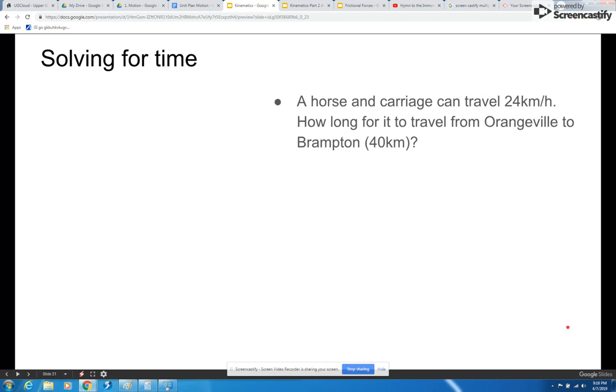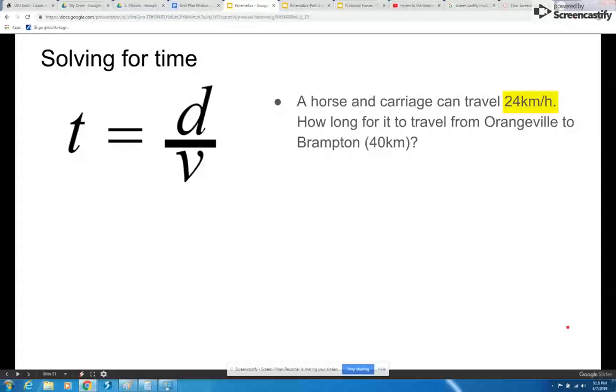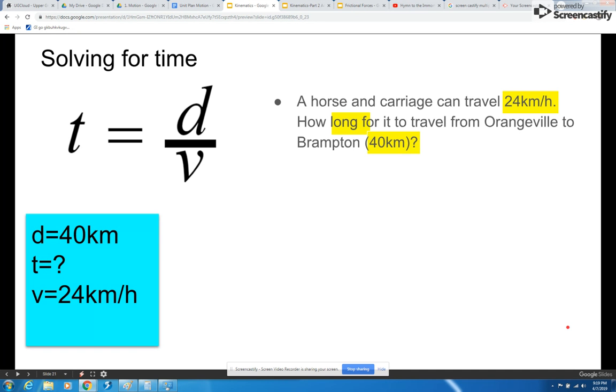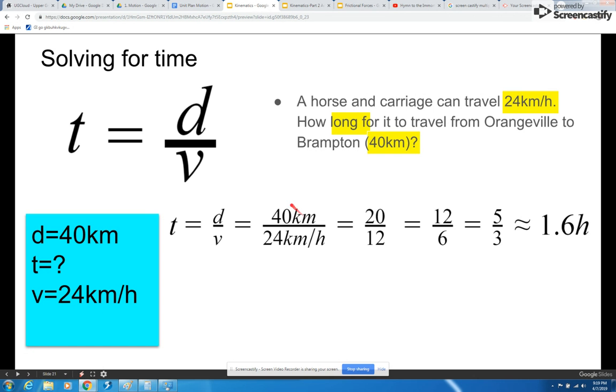Solving for time. A horse and carriage can travel 24 kilometers an hour. How long for it to travel from Orangeville to Brampton, which is 40 kilometers away? Once again, this makes sense. Just to show that you don't need a calculator, I quickly reduced the fraction. 5/3 is about 1.6 hours.